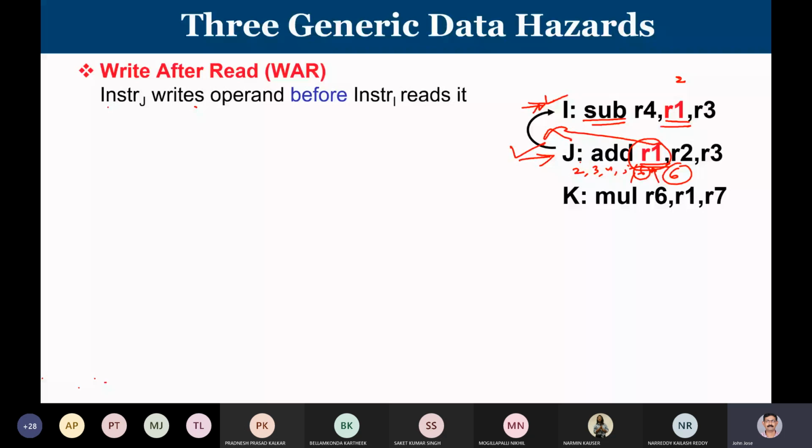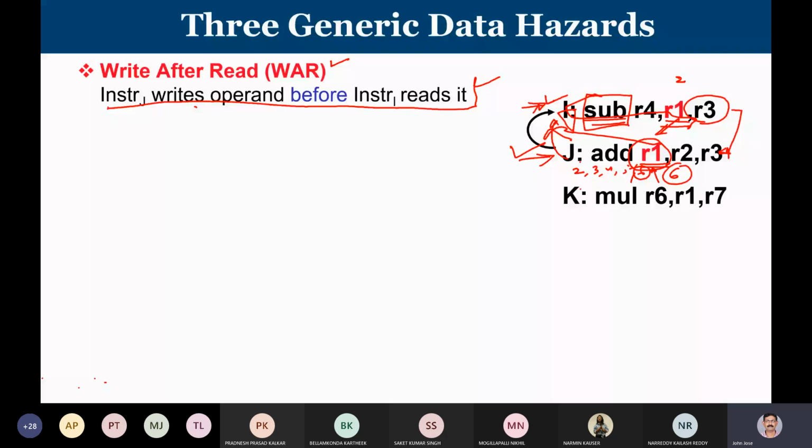If by some reason, for example, if the subtractor unit is not available or the value of R3 is not available, something like that, if execution of I is somehow delayed and if J is permitted to execute, that means instruction J writes the operand before instruction I reads it. That is what is known as a WAR hazard. This happens because of the same name. There is no transfer of data from I to J. We have to make sure that there is no transfer of data coming from J to I. That should not happen.